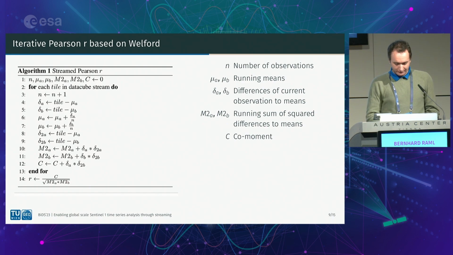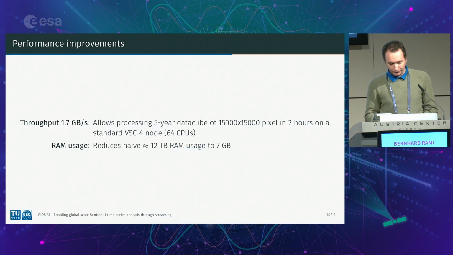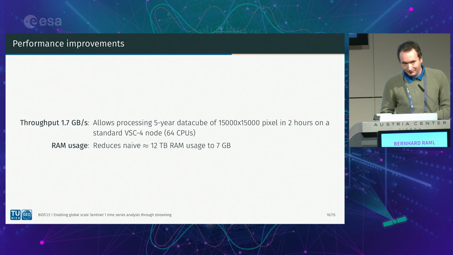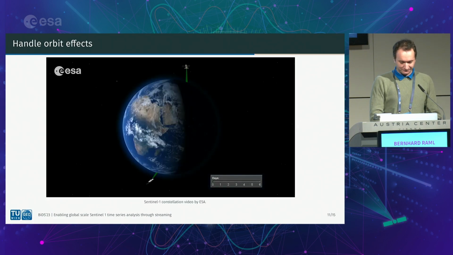And with that, we are able to achieve a throughput of about 1.7 gigabytes per second. And this allows us to calculate the 5-year data cube in about 2 hours on a standard VSC4, the Vienna Scientific Cluster node. I'm sorry, there's a mistake on my slide that I just noticed. It's 48, not 64 physical CPUs on a standard VSC4 node. And also the RAM usage is quite reduced.